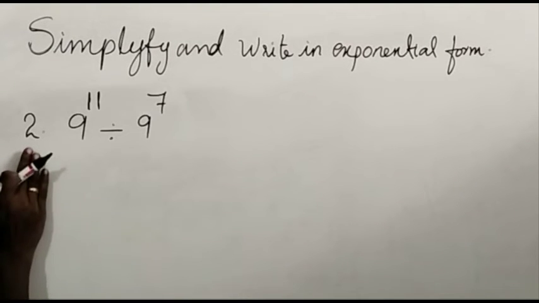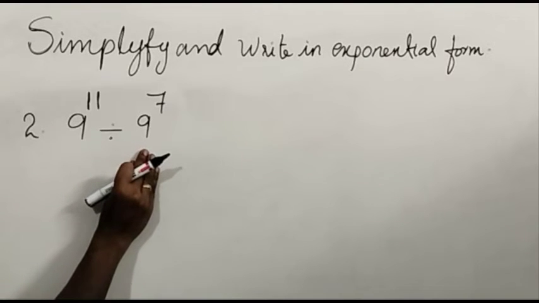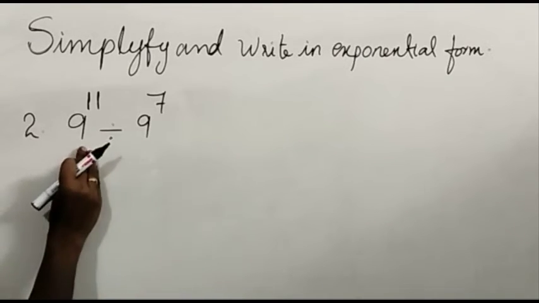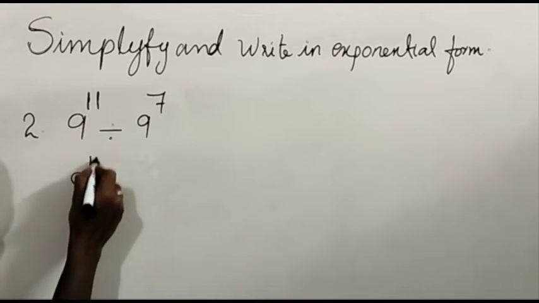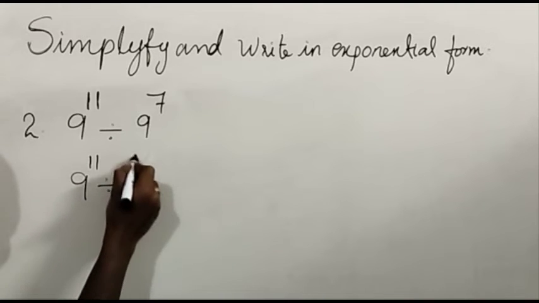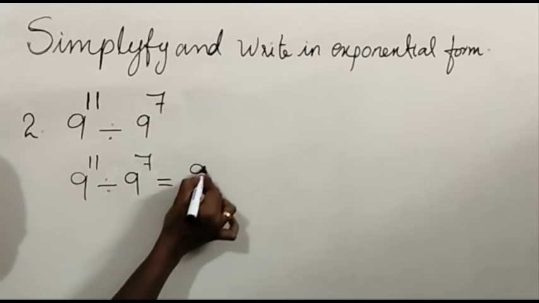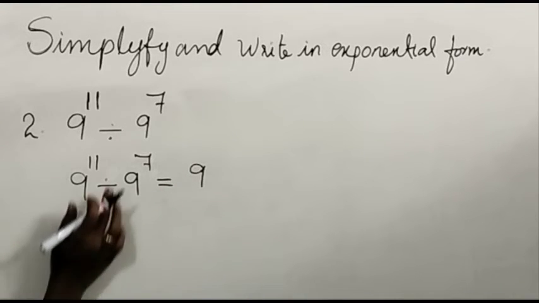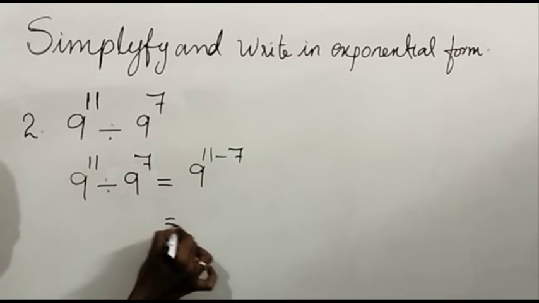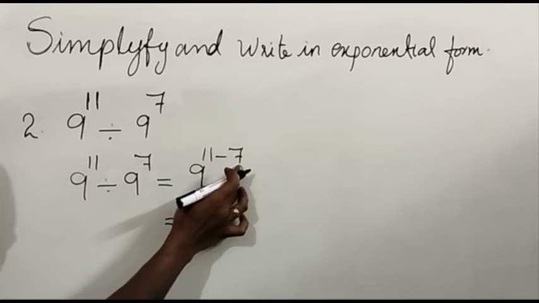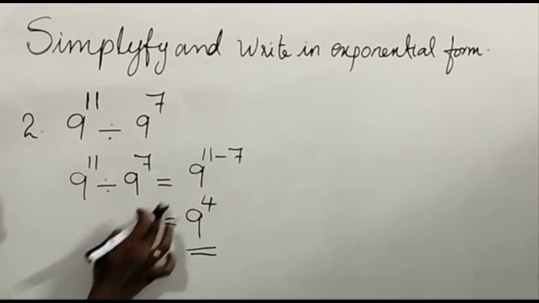Let us consider the second question. 9 raised to 11 divided by 9 raised to 7. Here the base is 9. There is no change in the base. So write 9 and take the difference between the powers, that is 11 minus 7. What is 11 minus 7? That is 4. So the answer is 9 raised to 4.